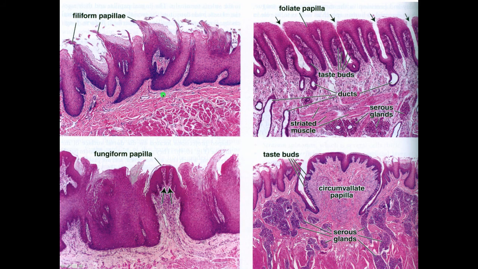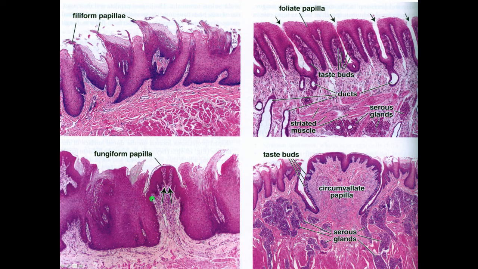This slide just shows a general histological overview of the 4 types of papillae. Here, the filiform papillae, these are very conical type structures covered by a stratified squamous epithelium. Foliate papillae shown here, a broad surface with taste buds along the lateral surfaces. There are some trenches. Minor salivary glands empty into these trenches. Here you can see a few ducts. You can notice some skeletal muscle here. Plenty of skeletal muscle here, of course.